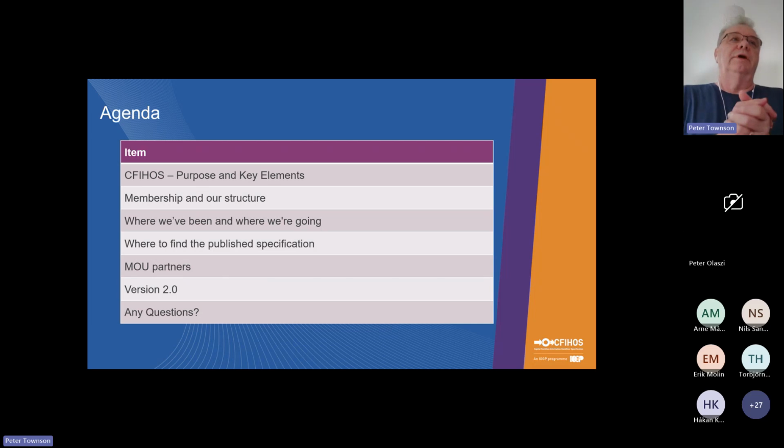So what I'm going to cover today is purpose, what we're trying to achieve, the key elements of CFIHOS, our membership and how we're structured, a little bit of history of where we've been, and also a bit of directional where we're going. Also talk a little bit about where you can find things, because CFIHOS is free to use. A bit about our MOU partners, and then a little bit about version 2, which was just published last Thursday, actually.